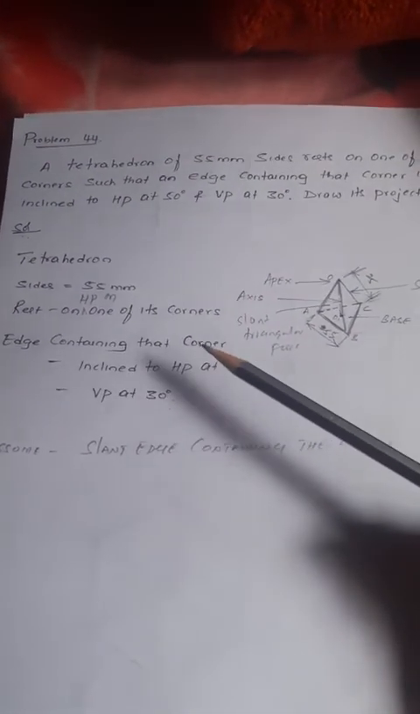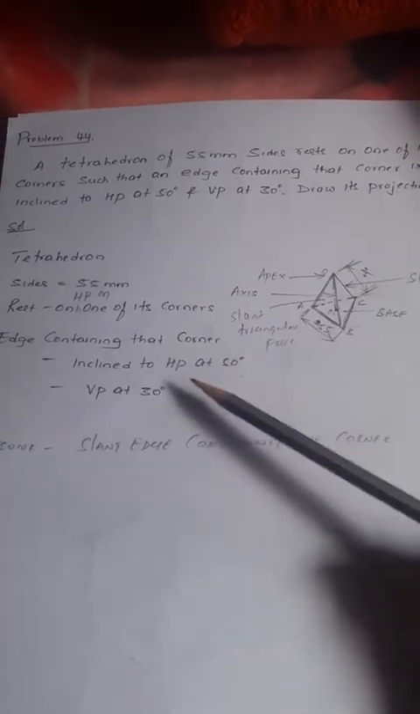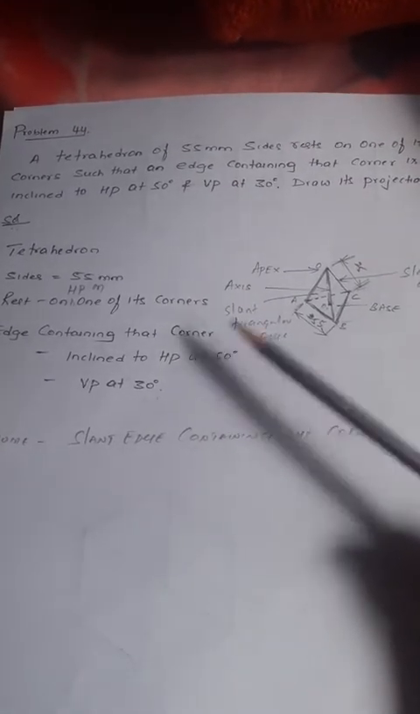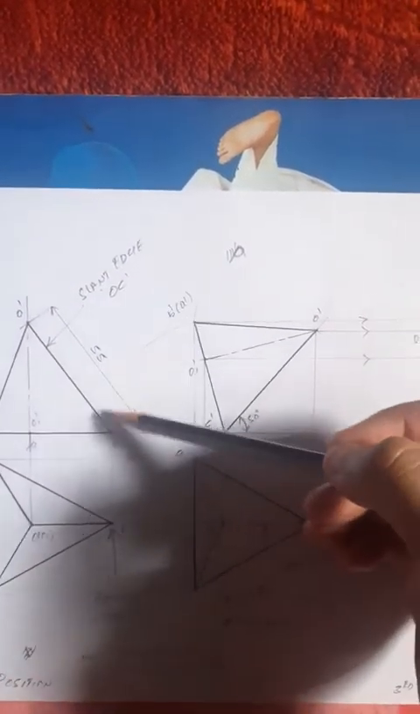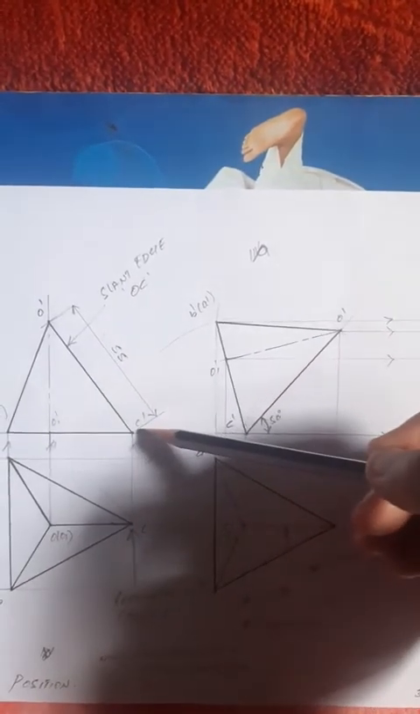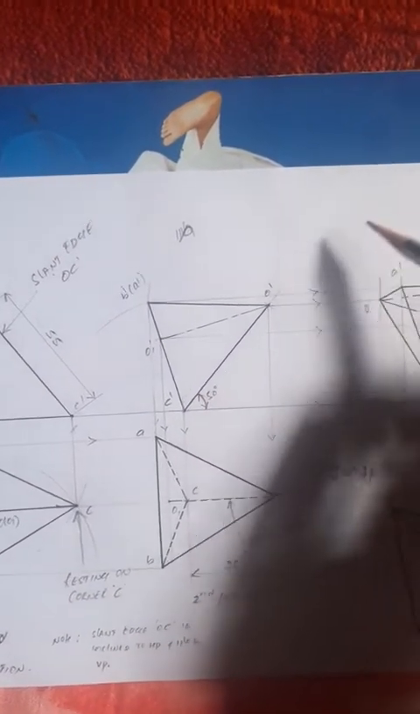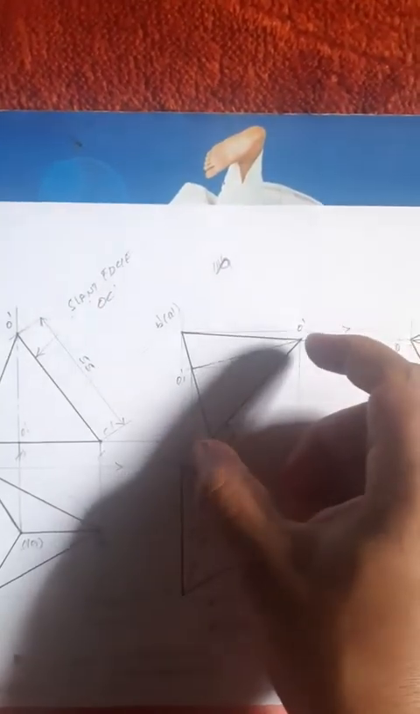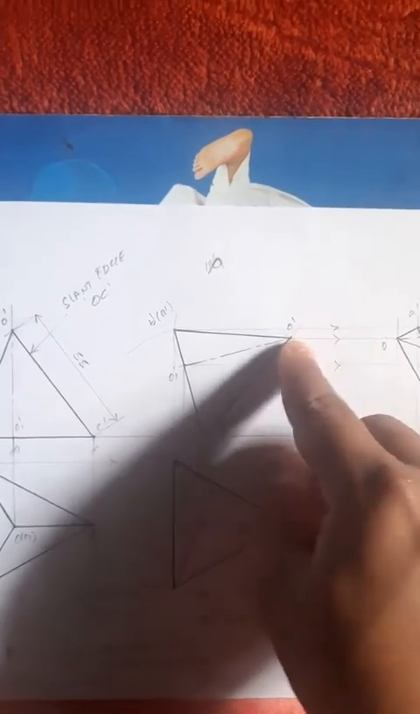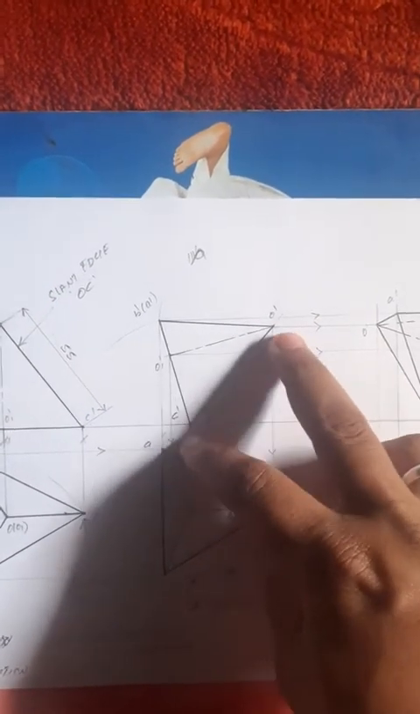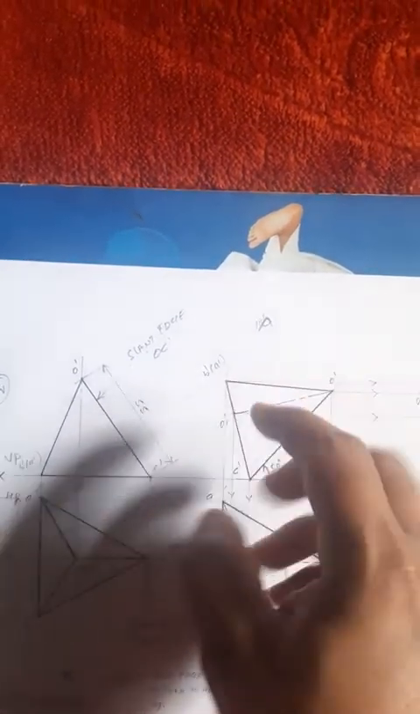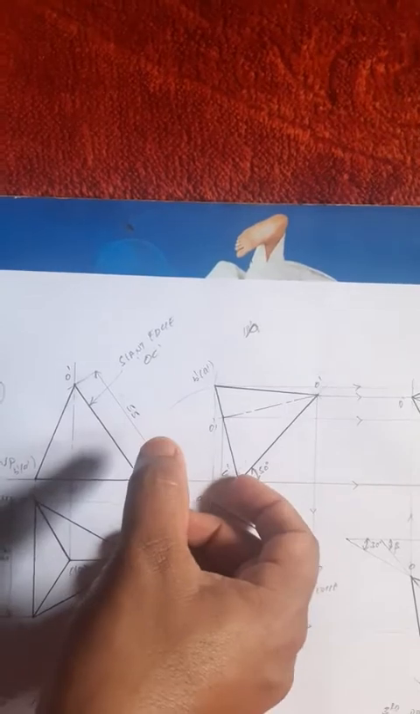The edge containing that corner is inclined to HP at 50 degrees. What dimension is given with respect to HP that I want to show in the front view? What is the edge containing that resting corner? The slant edge OC is the edge containing that resting corner. Now mark a point C dash on the XY line. From C dash, using the protractor, draw a 50 degree line. Along the 50 degree line, measure 55 mm and draw an arc on it. Then you get O dash. C dash we know, O dash we know. Then how do you get B dash? We know C dash to B dash. Take C dash as center.